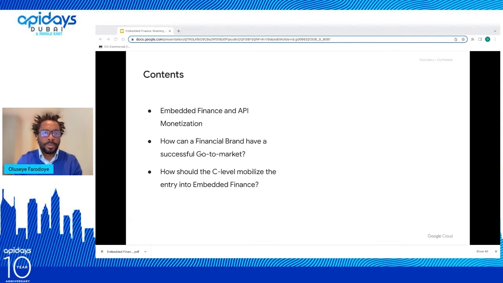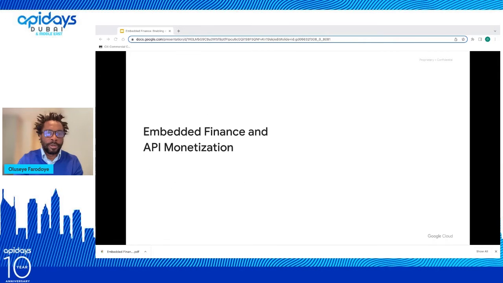We will try to define what embedded finance is and look at the concept of API monetization. And then we'll go through what financial brands need to do in order to have a successful go-to-market strategy. And eventually, overall, we'll see how the C-level and leadership within the financial industry and the banks as a whole need to mobilize themselves for the era of embedded finance.